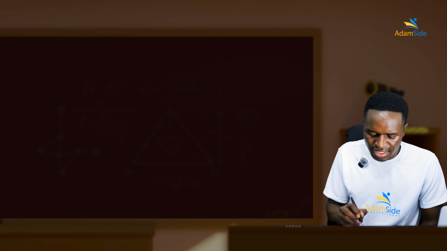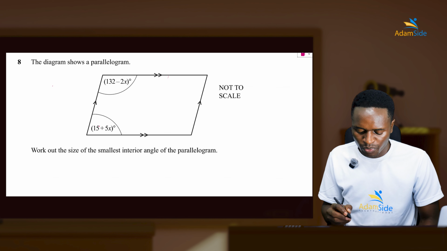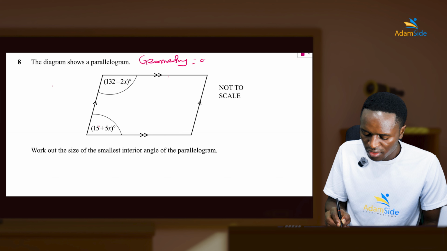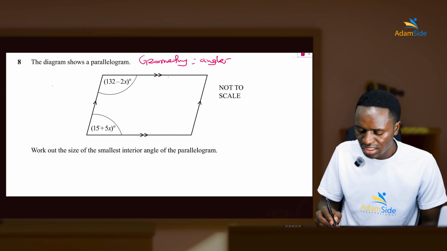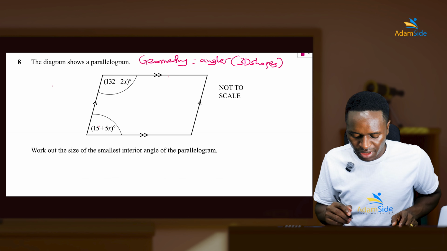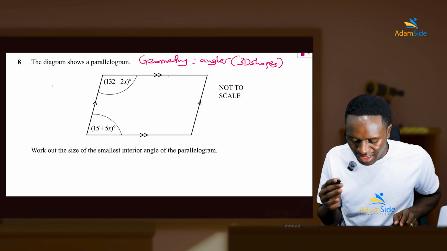Question number 8, the diagram shows a parallelogram. Work out the size of the smallest interior angle of the parallelogram. This is geometry, the unit of angles within shapes. A parallelogram is a quadrilateral, so here we're talking about quadrilaterals.